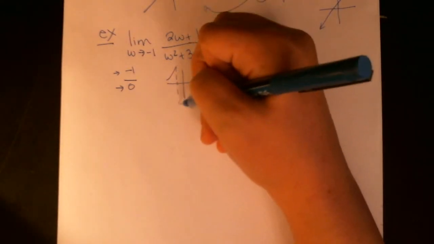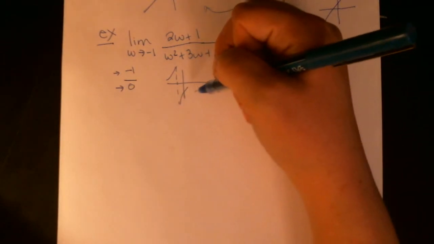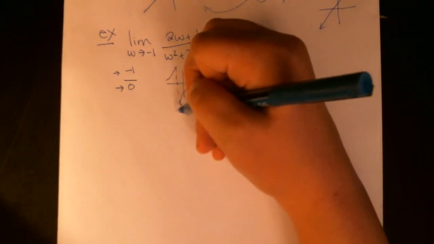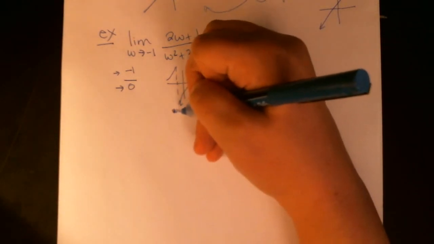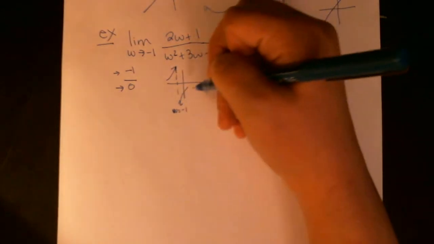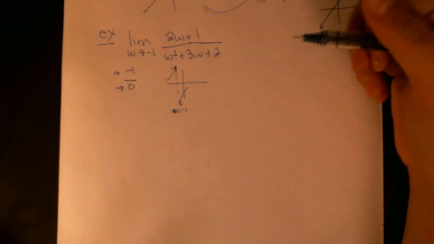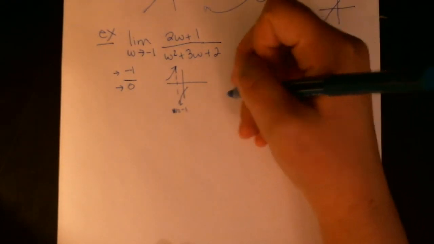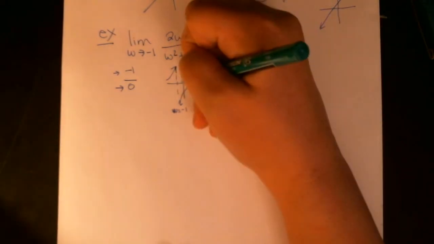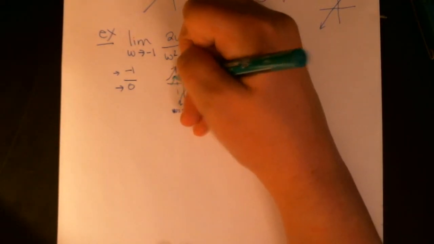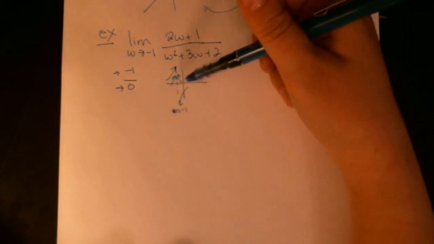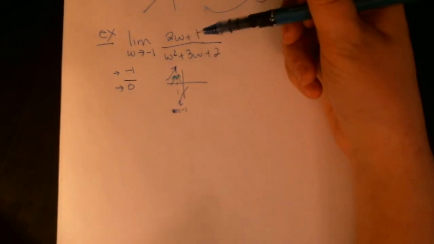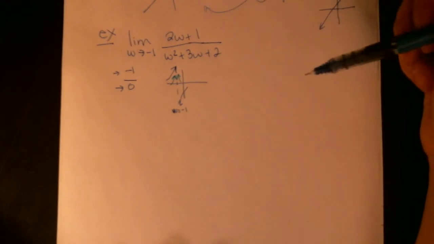And if it's doing something along these lines, then it's going to be a does not exist, because near w equals -1, one side's headed to negative infinity and one side's headed to positive infinity. That's no good. It could also be something more like this, where both sides head either to positive or negative infinity. In that case, the limit will exist. It will just be positive or negative infinity.